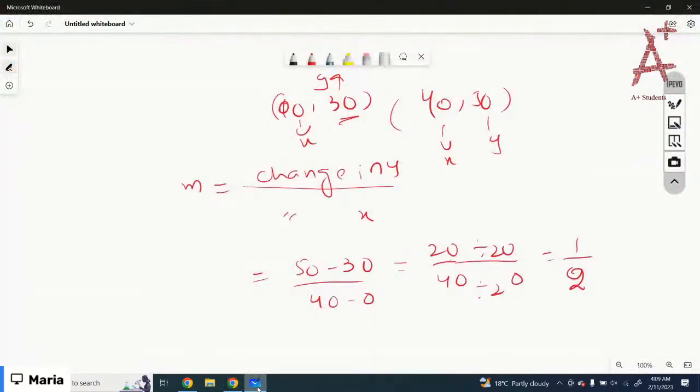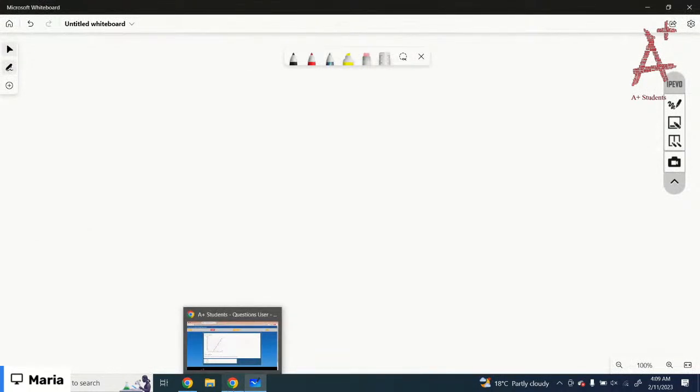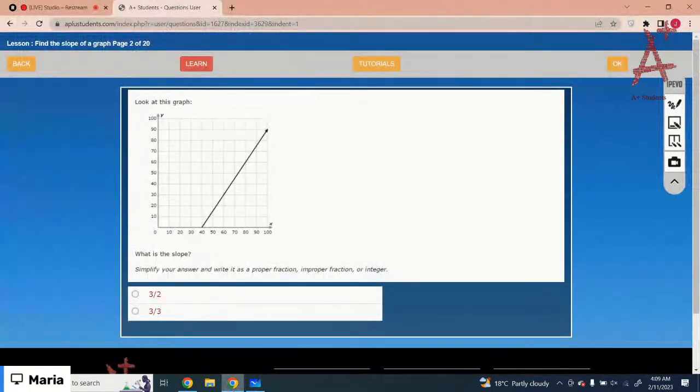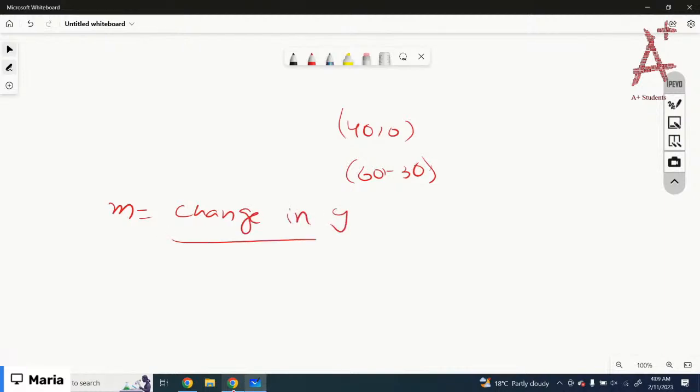Okay, so the points are 40, 0 and 60, 30. So the slope is m equals change in y divided by change in x. So just subtract the y components.